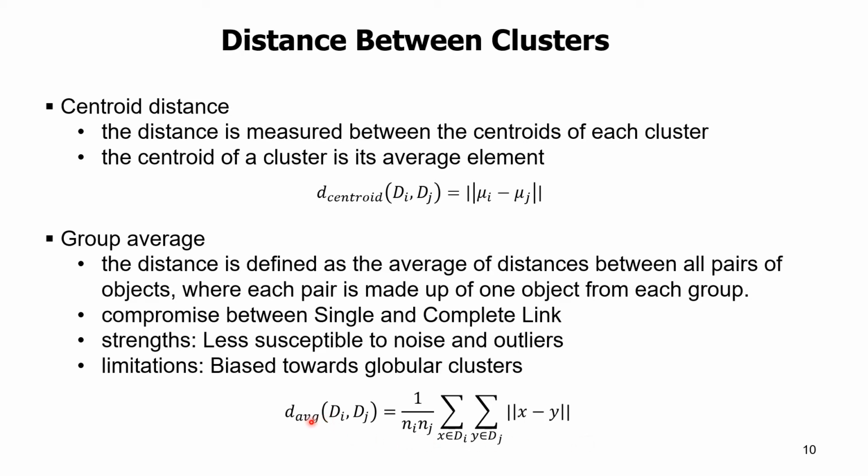The group average between clusters DI and DJ is defined as follows. Again, X is from DI, Y is from DJ. You compute all possible distances between X and Y, and their average is defined as the group average measure between clusters DI and DJ.